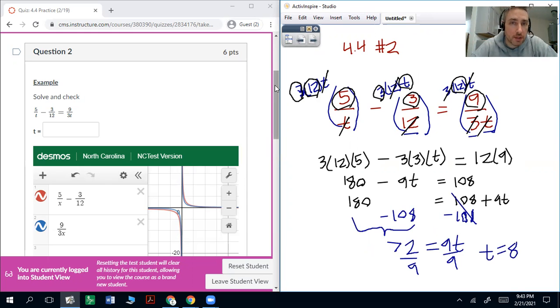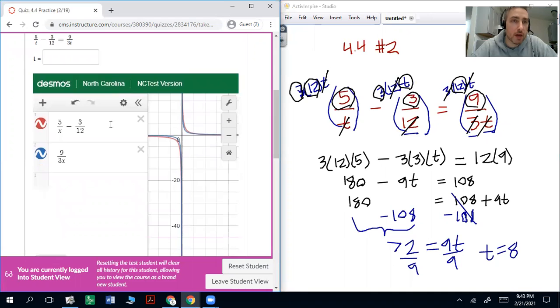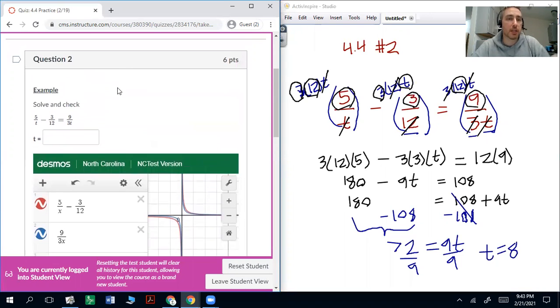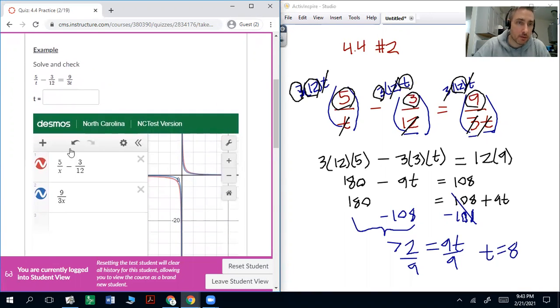You can also graph this. You can do 5 over x minus 3 over 12, using x in Desmos, equals 9 over 3x. So I'll call the t an x. And if you click around to it, you can see this point of intersection right here. That value of x is your answer for t. So the value of t is going to be 8.